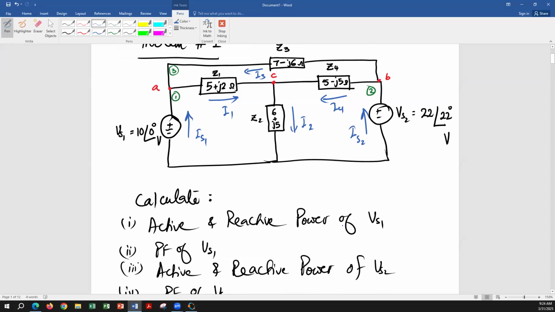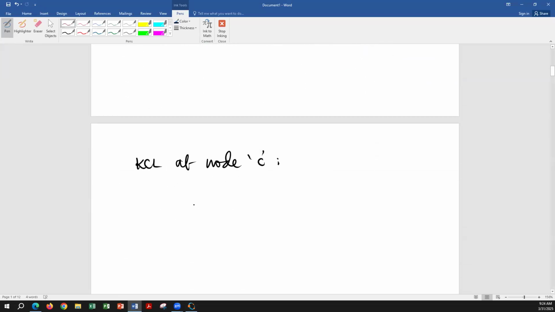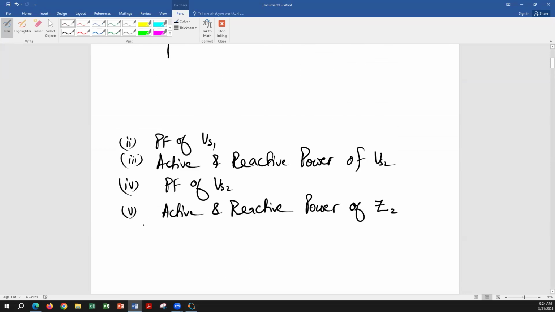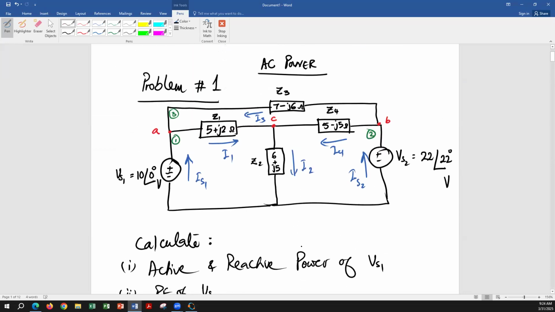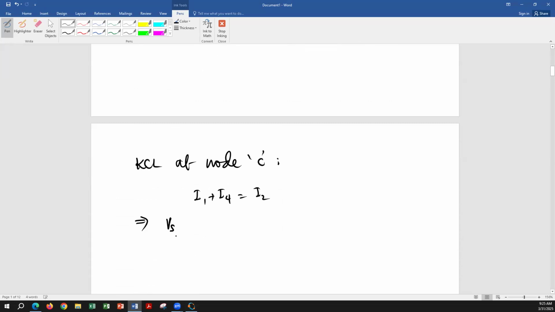Who is going to tell me? I1 plus I4 going towards, I2 going away. So I1 plus I4 equals I2. Okay, I1 in terms of Ohm's law is what? Yeah, VA minus VC, or VS1 is VA. So VS1 minus VC over Z1. What about I4?